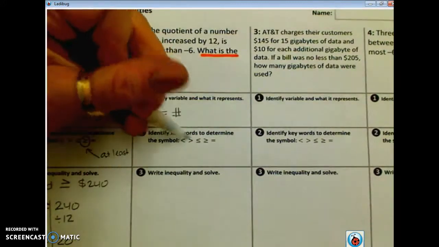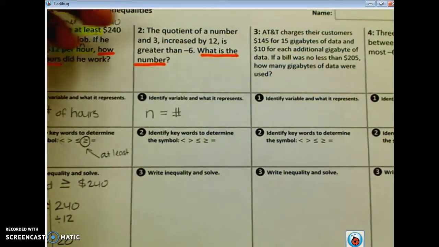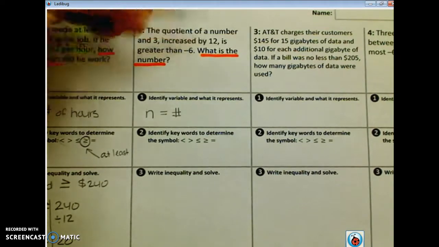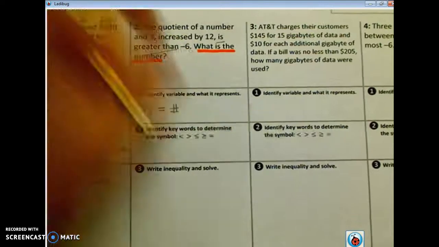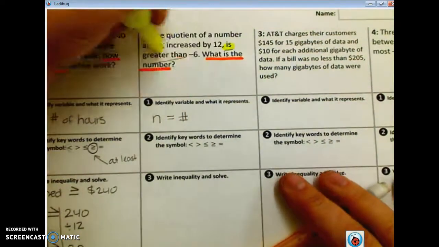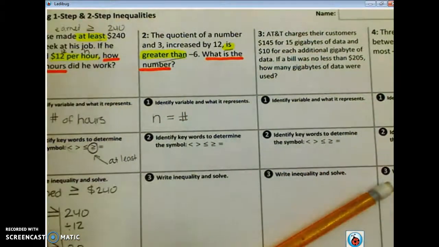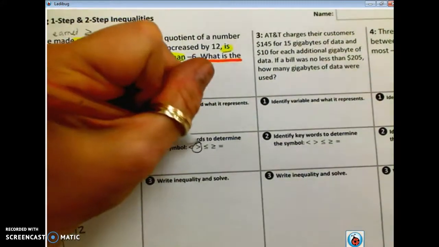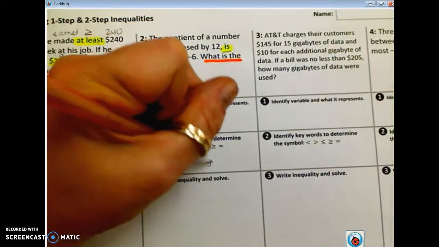Which symbol? Is it going to be an inequality or is it an equation? Let me go back and read. The quotient of a number and 3 increased by 12 is greater than. It doesn't just say is, it says is greater than. So that's going to be this symbol right here because it's greater than.